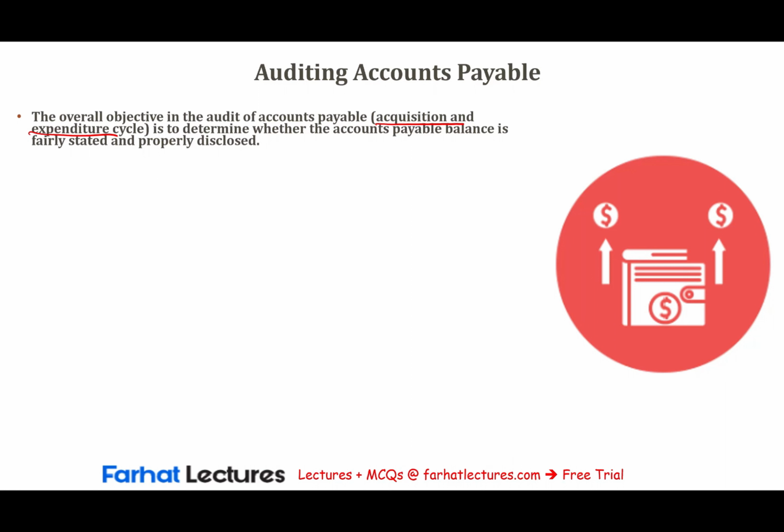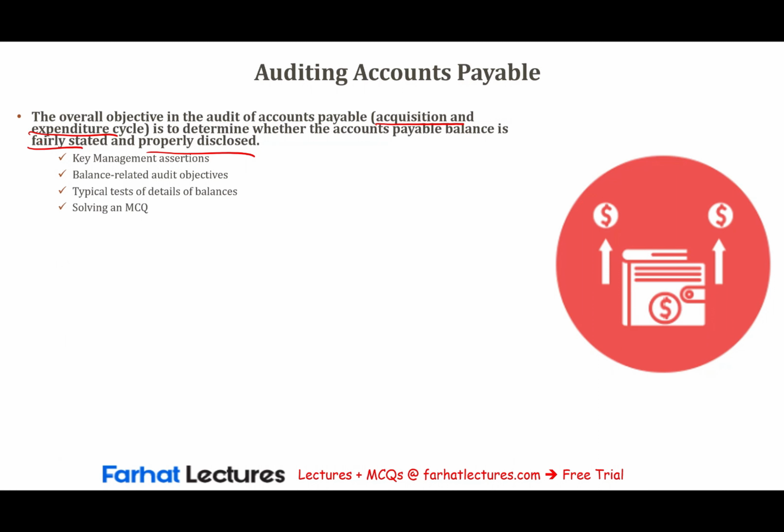Now, the objective of auditing accounts payable is just like any other objective, is to make sure that the balance is fairly stated and properly disclosed. Now, in this session, I will look at key management assertions, balance related audit objectives, typical tests of detailed balances, and at the end we will look at a multiple choice question.